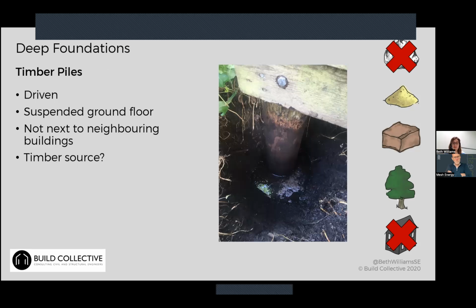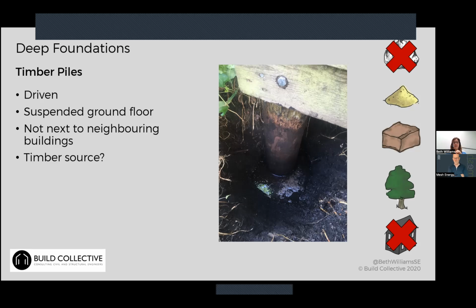Timber piles are an option, and have been used historically for a long time. Obviously, Venice is a good example of a city on timber piles. They're a driven installation, and they come in the length that you need your pile to be, because you can't joint them together. So there's a question around how you would source your timber, particularly if you need something over about 3 meters, which is a standard timber length in this country. Where you're sourcing your timber from could be an issue.